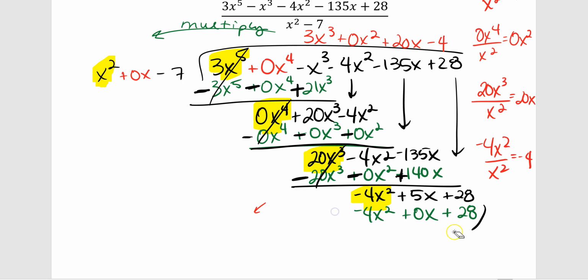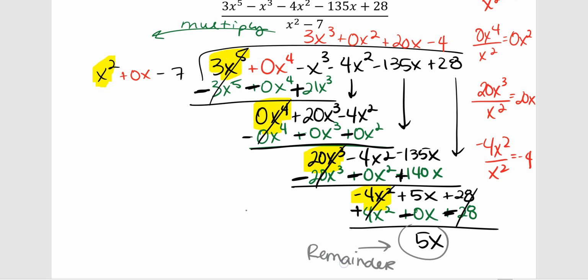So let me do that. That's what I've been doing so far. That will become positive, minus, minus. So negative 4x squared plus 4x squared cancels out. 5x minus 0x is still 5x. And then 28 minus 28 is 0. So 5x is your remainder. And then 3x squared plus 0 squared plus 20x minus 4 is your quotient.